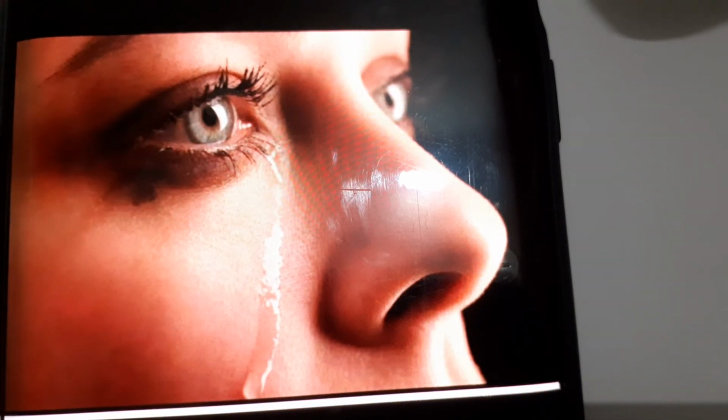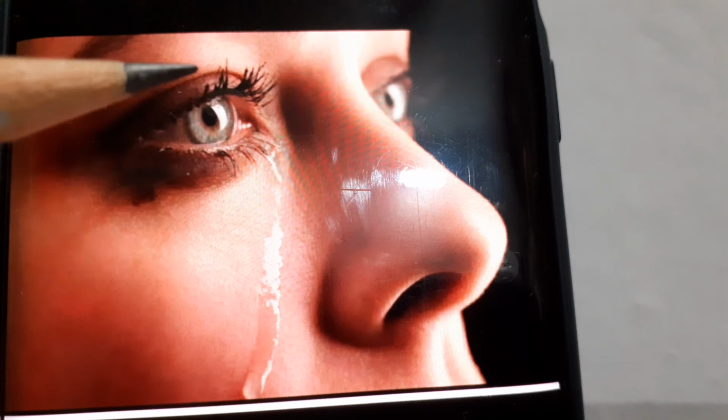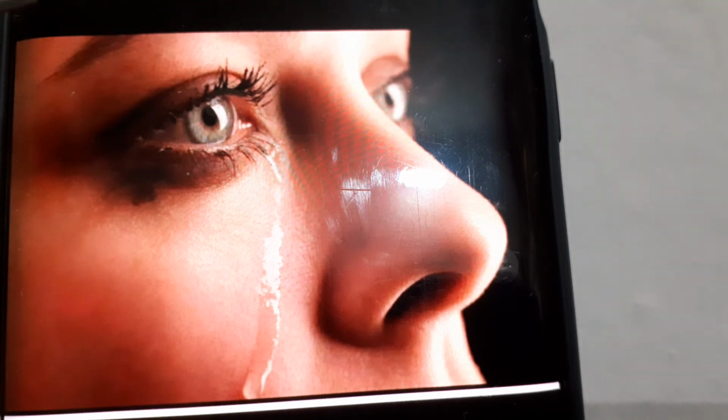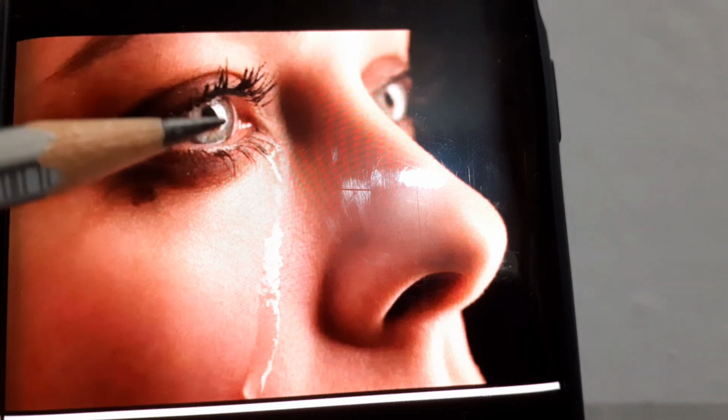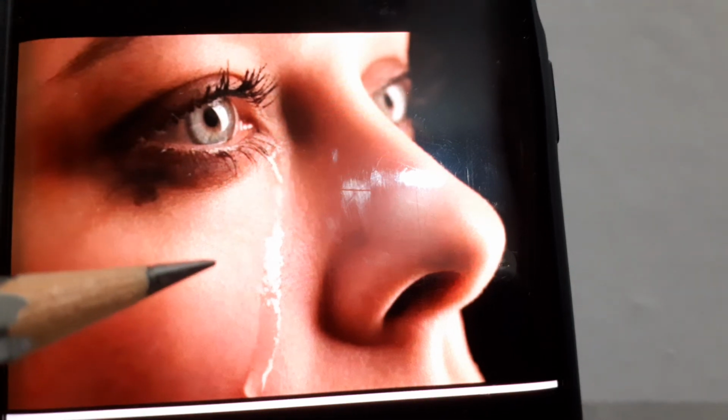Next slide. You can see there is an obstruction in the flow of tear fluid, either in the punctum or canaliculi. So there is excessive secretion, and this condition is called epiphora.